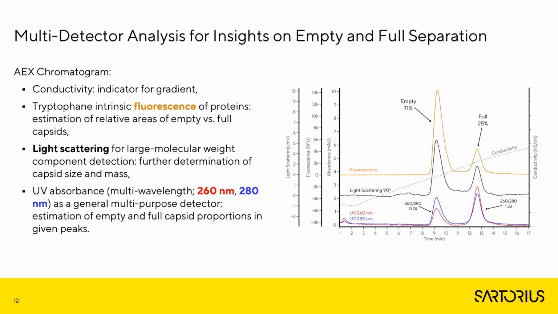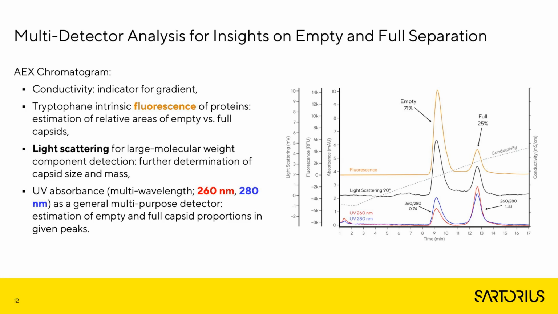I already mentioned the fluorescence and UV detectors, but for the screening method we really used a triple detector. The fluorescence detector monitors tryptophan intrinsic fluorescence of capsid proteins, and you will see a little bit later that the percentage response on the fluorescence detector correlates directly to the empty and full concentration.